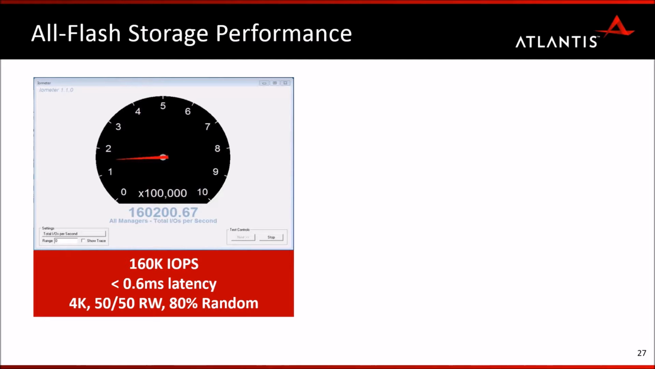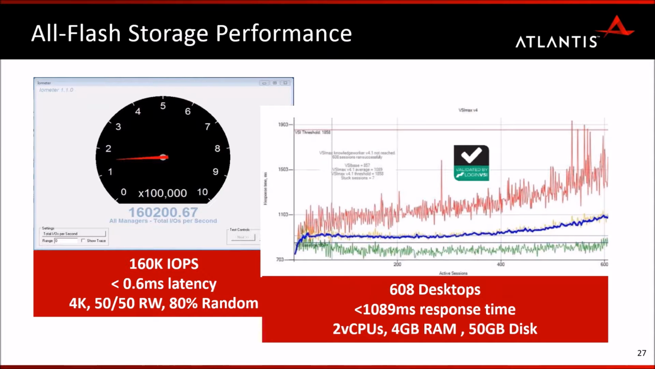Let me give you a sense of what the performance from Hyperscale looks like right out of the box. This is an iometer run, using 4K blocks with a 50% read, 50% write profile. 80% of those blocks are random. You see right out of the box, Atlantis Hyperscale delivers 160,000 IOPS at less than a millisecond latency. That's really powerful because this is all prepackaged and delivered to you with a simple 20-minute time to value, so you can deploy and get this performance right out of the box.